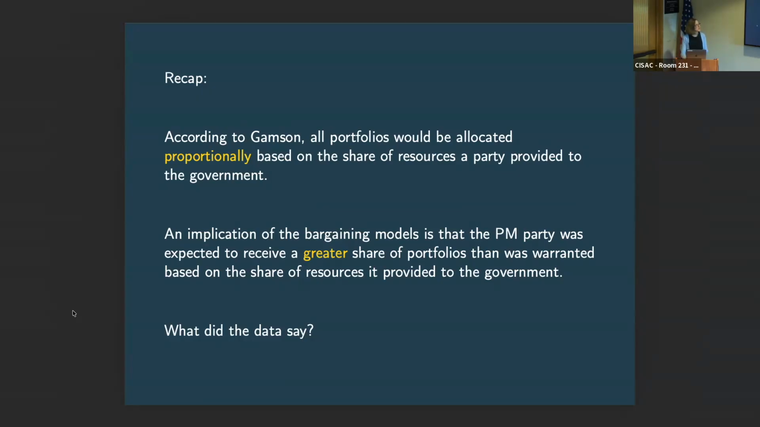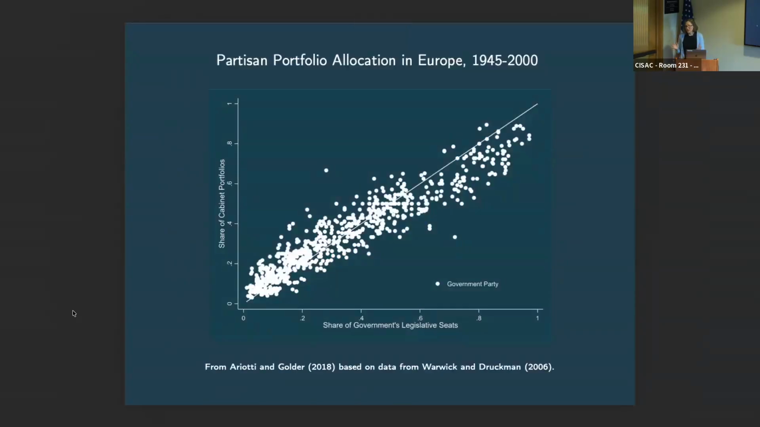So let's look at the data. There were a lot of studies, and this is a typical example of what people found. This is showing you government parties. On the horizontal axis, I have each party's share of the government seats that they are providing to the government. So this isn't their share of legislative seats overall, it's the share that they contribute to the government. This goes from 0 to 1. On the vertical axis, I have their share of the cabinet portfolios. The 45-degree line tells us exact proportionality.